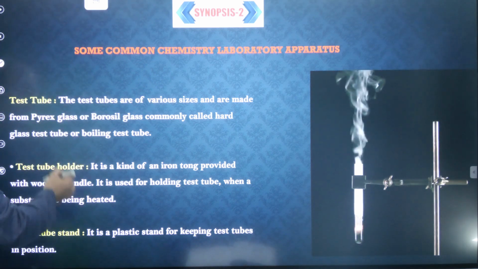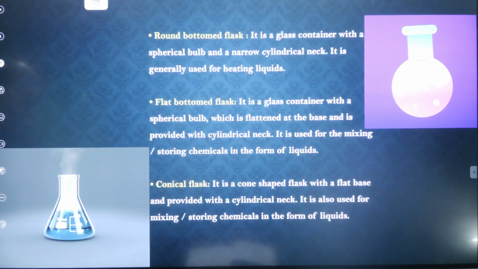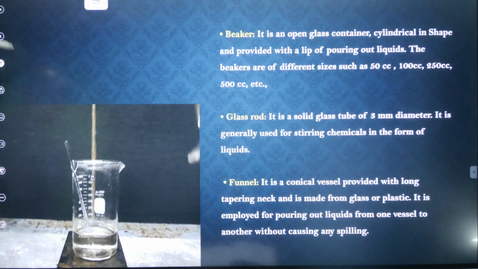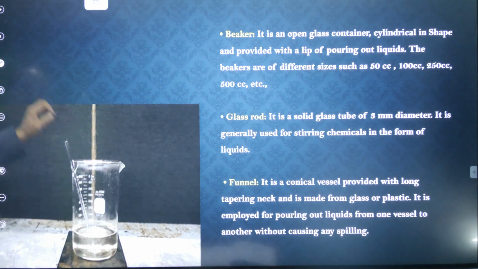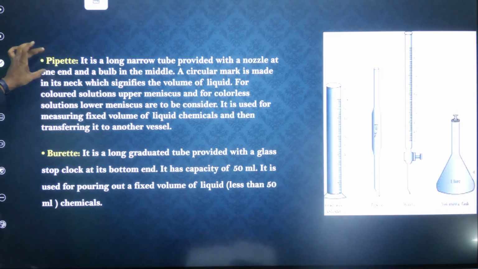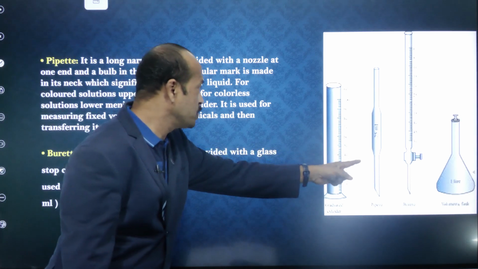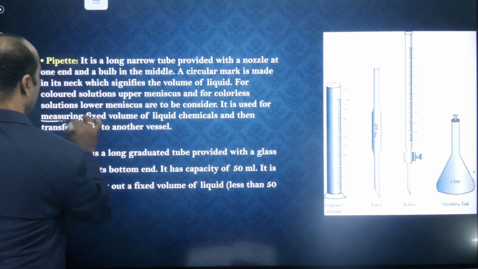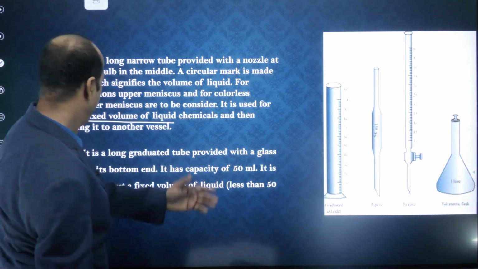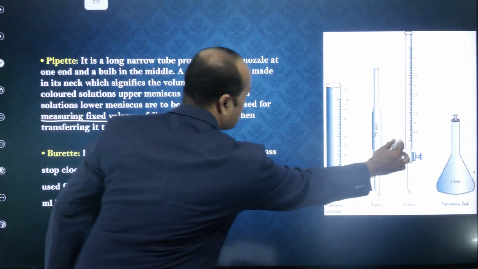So students, in the last class, we discussed some common chemistry laboratory apparatus: the test tube holder, test tube stand, round bottom flask and flat bottom flask, and this is a conical flask, right? And beaker, glass rod, and funnel, pipette. So this is a pipette, generally used for measuring a fixed volume of liquid. And burette. So this is a burette, right?